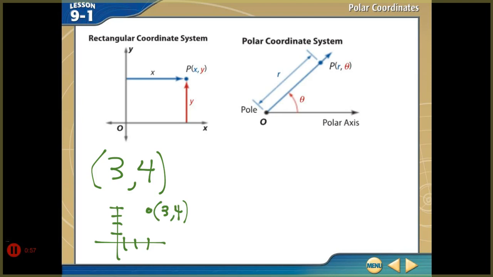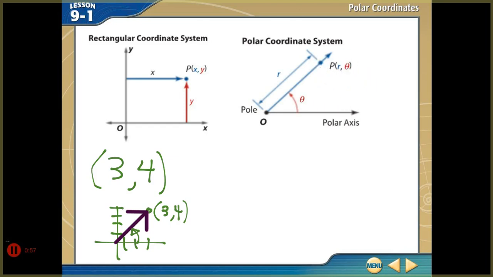Another way to get to that same point would be to go out some distance and then rotate some angle, and that would get me to that same location. That idea of going out a distance and rotating an angle is going to be our polar coordinate. So instead of over and up, it's going to be go out this distance r and rotate this angle theta. And as an ordered pair, we have an r and a theta.